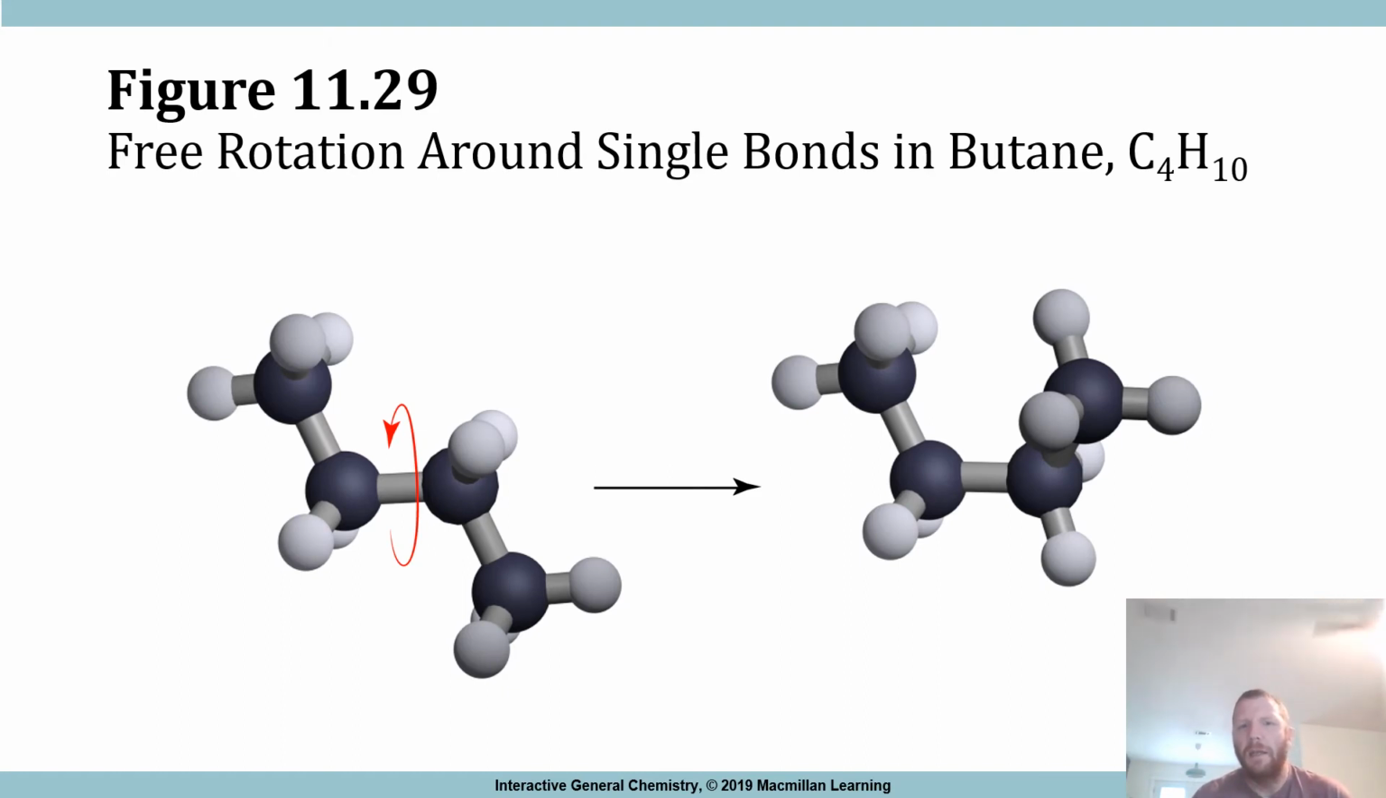We can see that in the case of butane. Butane is C4H10, then you've got C, C, C, C, and all the white ones are hydrogens. If you look at where I put my X, that does not move. However, where I put my Y, that has now moved up into a higher position. So that would be an example of rotation about this bond right here.